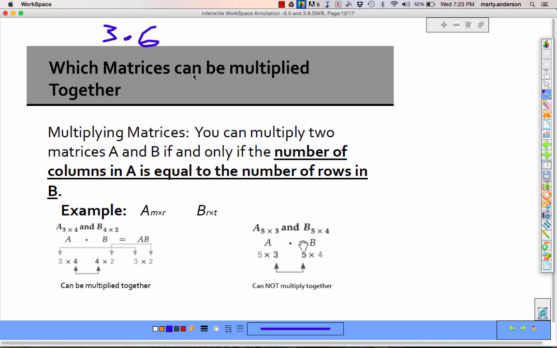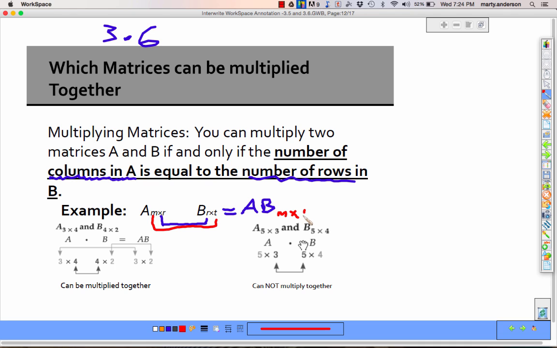You can multiply two matrices A and B if and only if, remember, that means very important, the number of columns in A, and columns is always the second value, is equal to the number of rows in B. What I am looking for is whether this is equal to this, so we're looking at those inside numbers, and the result of the new matrix AB will be M by T.